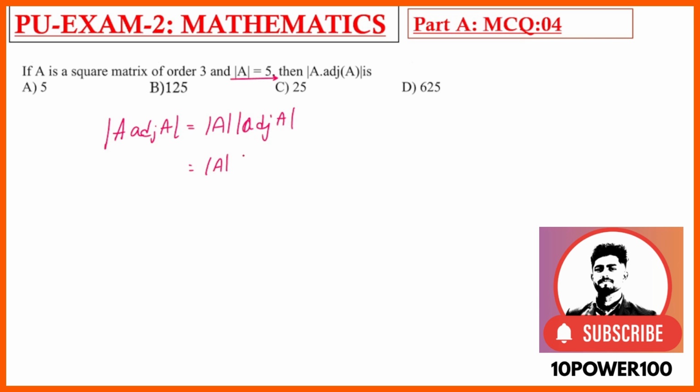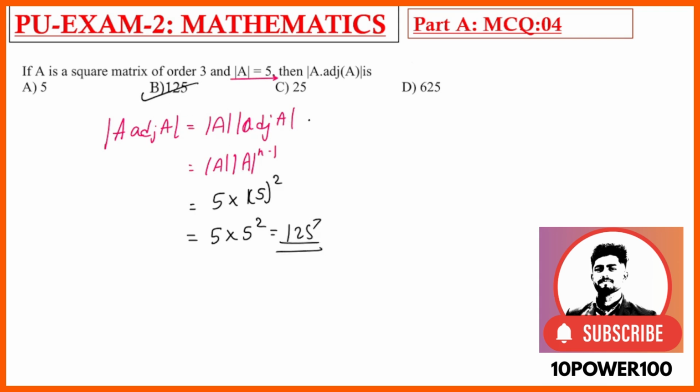Next, determinant of adjoint of A can be taken as the determinant of A power n minus 1. We saw the formula in the beginning. Here the order is 3 cross 3. So determinant of A is 5, into 5 power 3 minus 1, so 2. So 5 into 5 square. 5 square is 25, and 25 fives are 125. So option B, 125 is the answer.